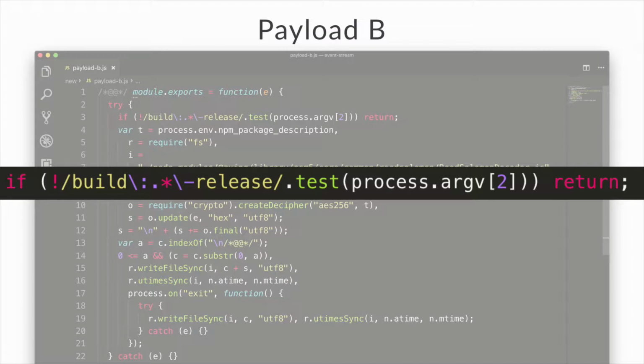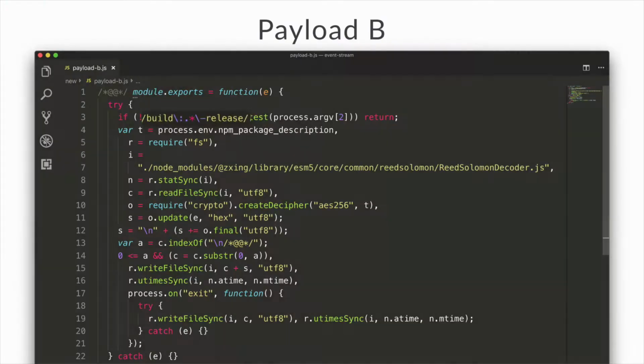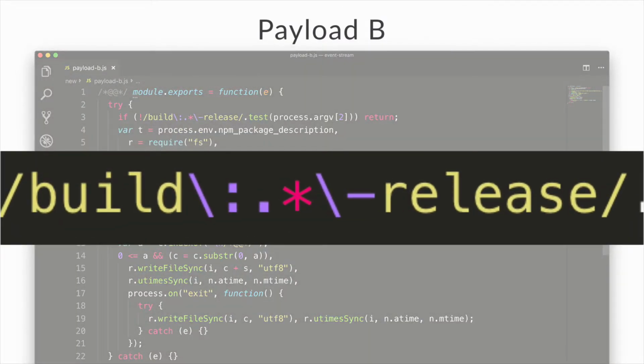Now what we're actually looking for here is we're testing a regex against arguments passed on the command line, argv. So if you're not entirely familiar with how NPM scripts run, because we know that we are running in an NPM script, we know what the third element in argv is going to be, because we know the first one is npm, we know the second one is run-script, so the third one must be the actual script that is being run. And there is a circle. So what we're looking for in Copay is a script that starts out with build, blah, ends in -release.